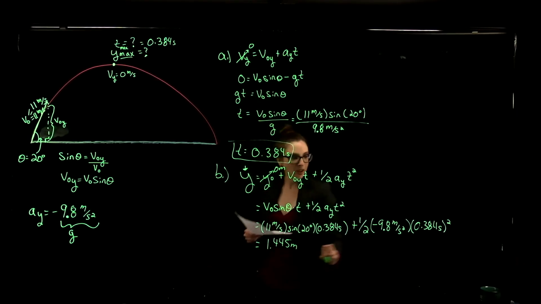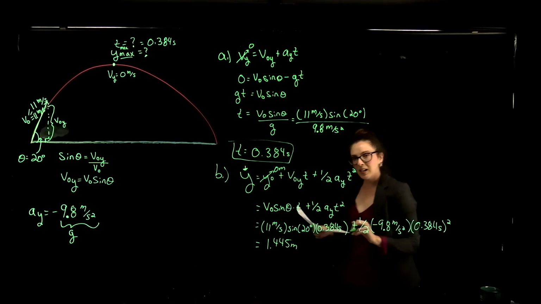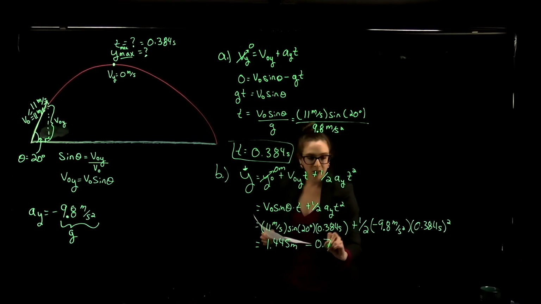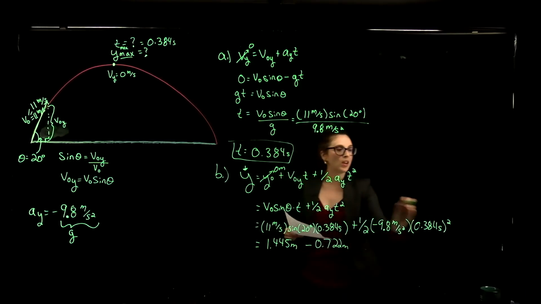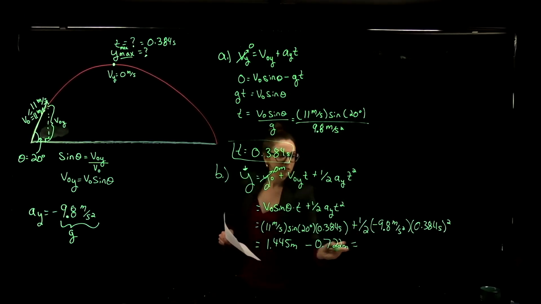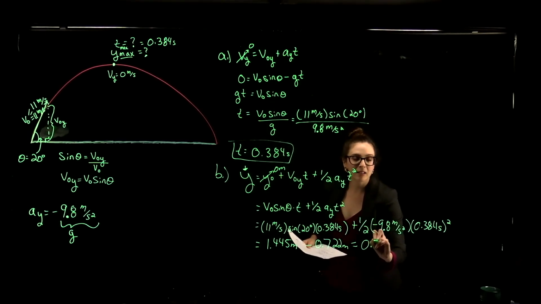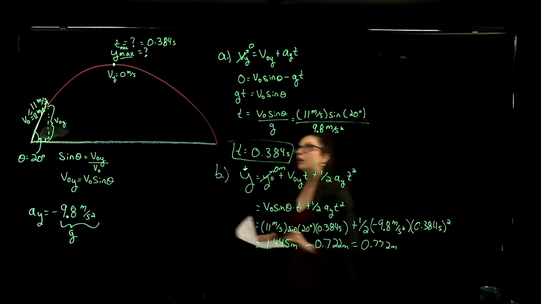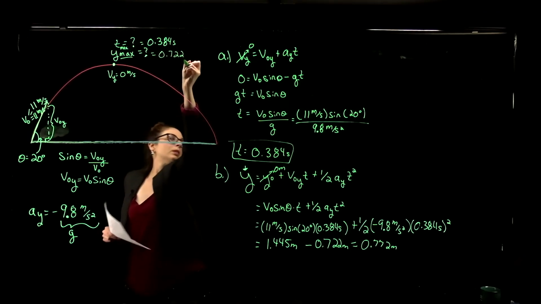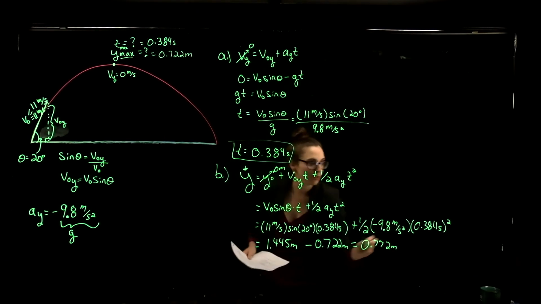1.445 meters. The second term here is going to be negative because of that minus sign on the acceleration in the vertical direction. And that's going to be minus 0.722 meters for this whole segment right here. Then we subtract that off of the 1.445 meters, and we get that the maximum height is 0.722 meters. So it should be 0.722 meters, not 0.772 meters. Sorry.